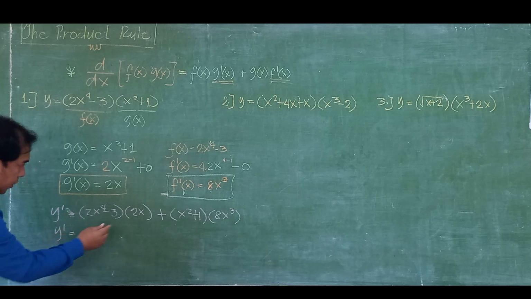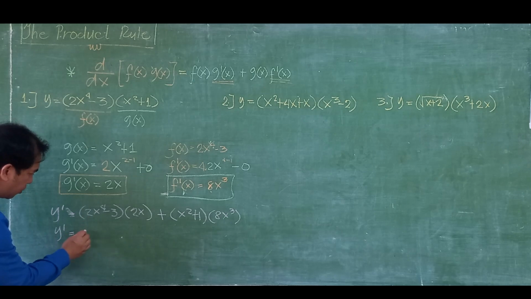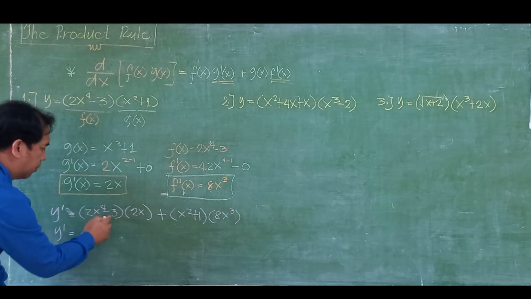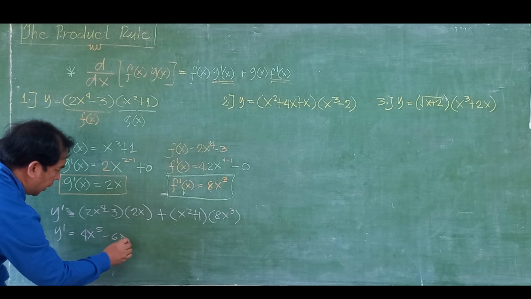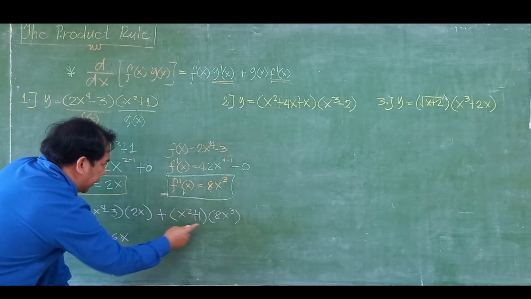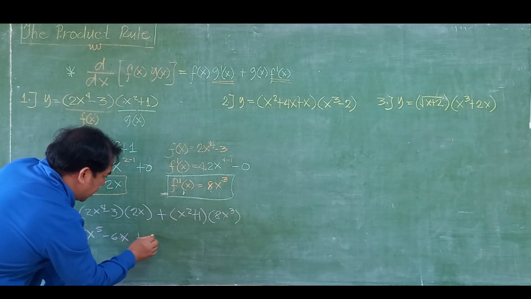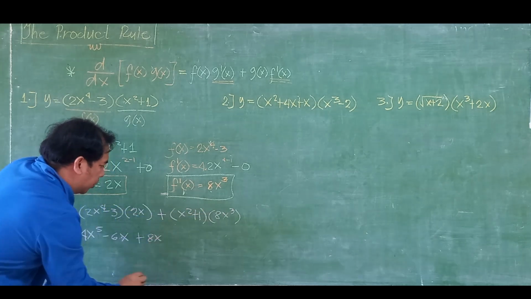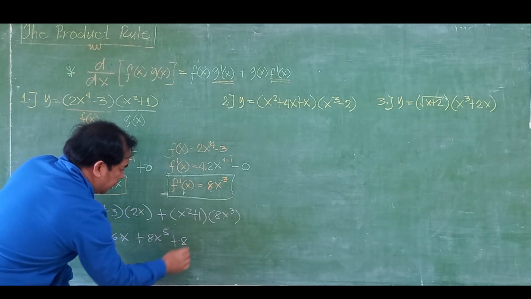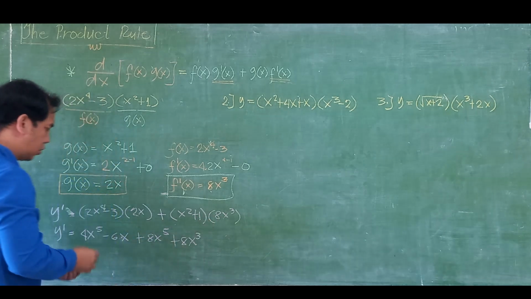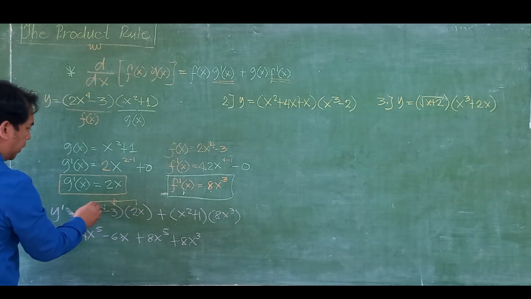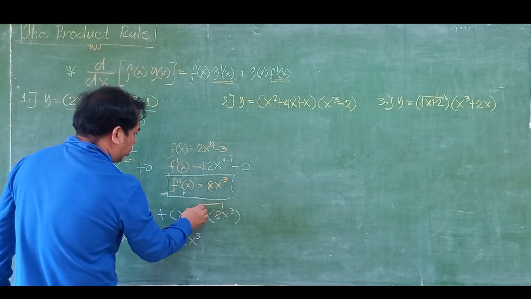Y prime is the same as 2 multiplied by 2, that is the same as 4x raised to 5. And that is the same as minus 6x. And what about this one? Let's try to multiply this one. That is the same as 8 plus 8x. What about the exponent? That is the same as 5. And what about this one? That is the same as plus 8x raised to 3. So notice that we try to distribute this one.